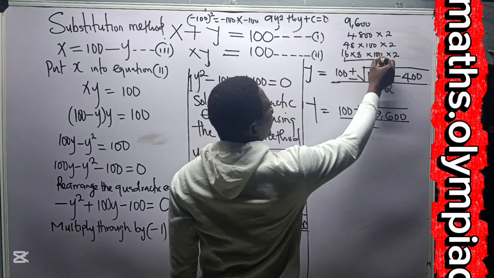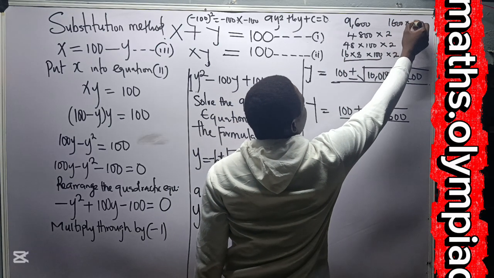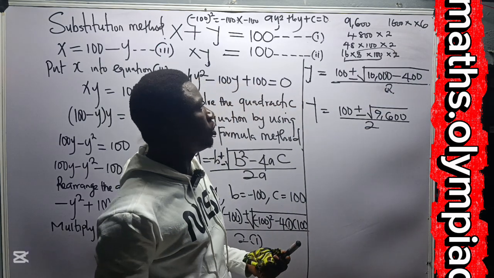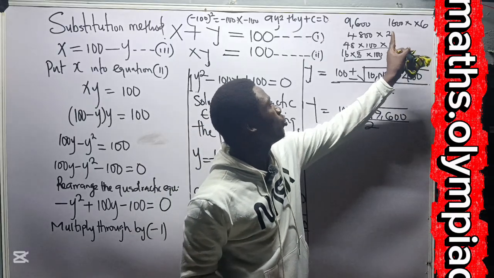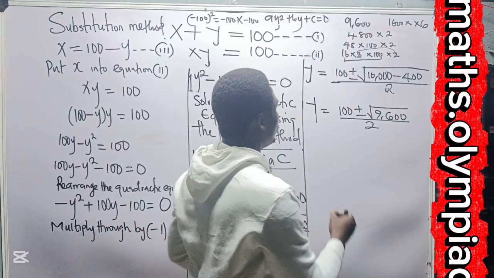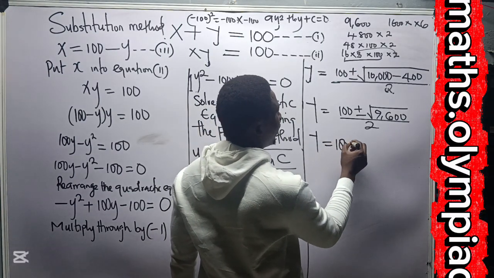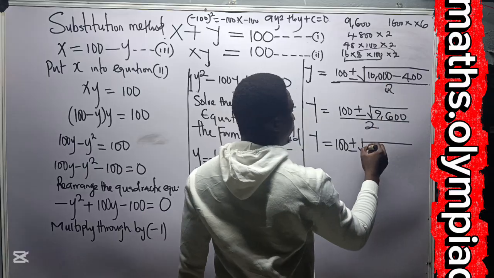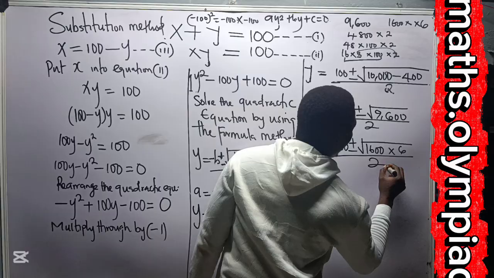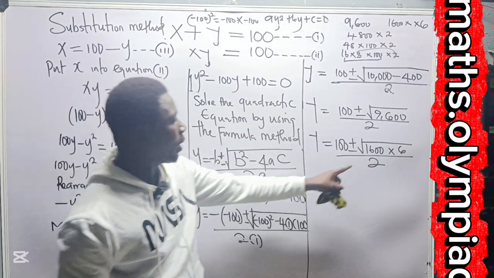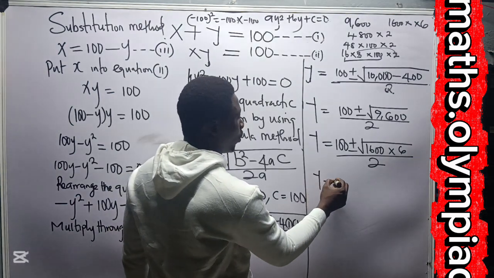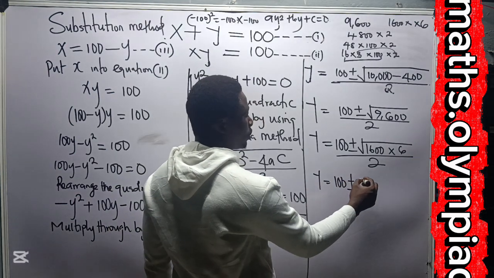So if I group this together, I will have 1,600. Then if I group this together, I will have 6. So it's like 1,600 times 6. Because the square root of 1,600 is 40. Yes, it's 40. So you have y equals to 100 plus or minus the square root of 1,600 times 6 all over 2. Do you get? So what's the square root of 1,600? That's 40. Yes. So it means y is equals to 100 plus or minus 40.